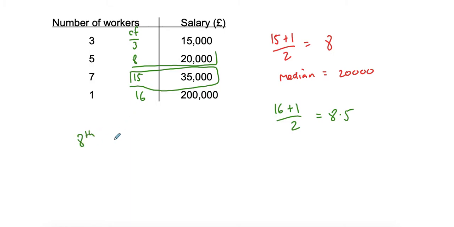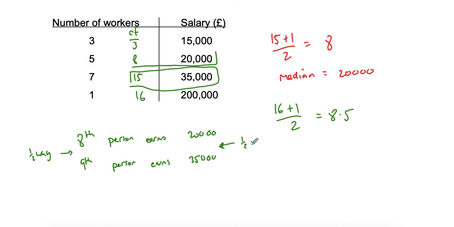So, if the 8th person earns 20,000 and the 9th person is in this category, and that 9th person earns 35,000. Well, we're looking for the 8.5 person, and the 8.5 person is exactly halfway between the 8th and the 9th. So their salary, even though this 8.5 person doesn't really exist, we're going to say that their salary is exactly halfway between 20,000 and 35,000.